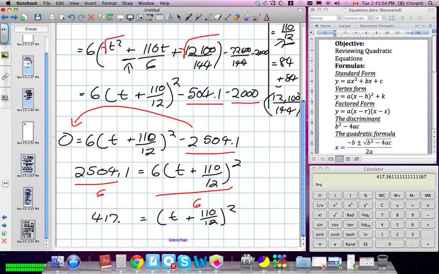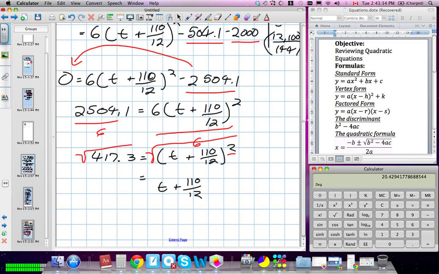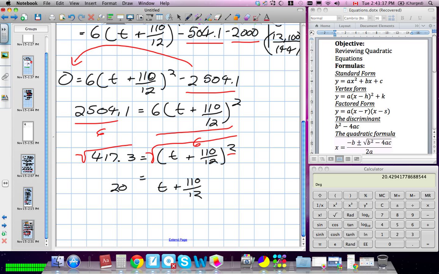The next step is I got to get rid of that square root, or that squared term. So I square root both sides of this. Essentially all I'm trying to do now is isolate t. When I square root both sides, I'm going to get t plus 110 over 12. Square root of 417 is 20.4. Let's fix that equal sign.